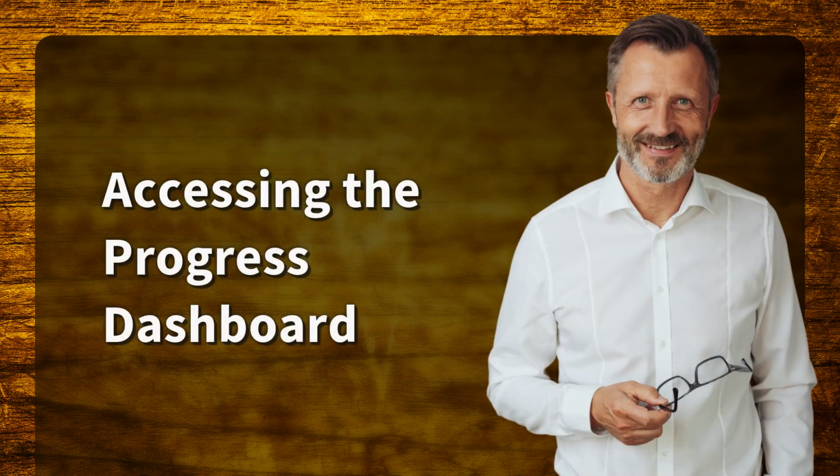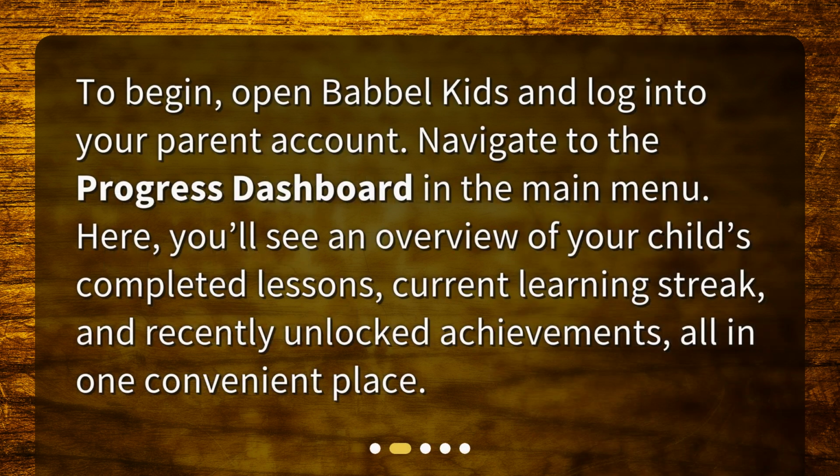Accessing the Progress dashboard. To begin, open Babbel Kids and log into your parent account. Navigate to the Progress dashboard in the main menu. Here, you'll see an overview of your child's completed lessons, current learning streak, and recently unlocked achievements, all in one convenient place.